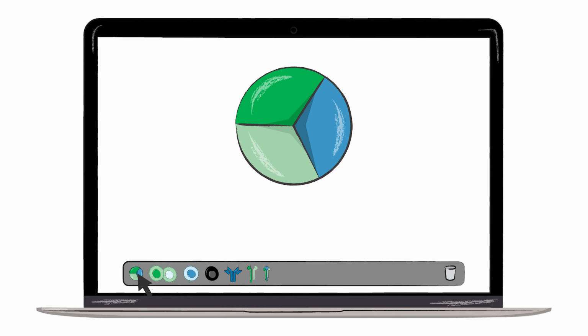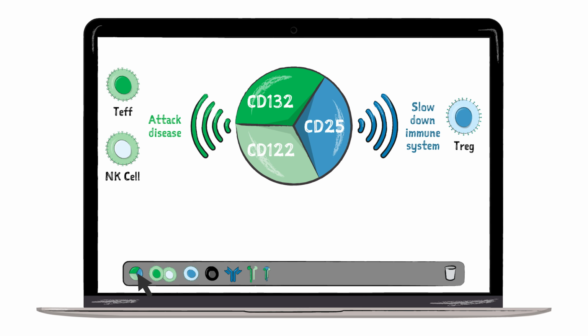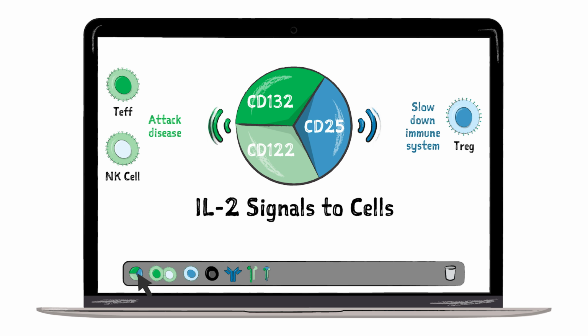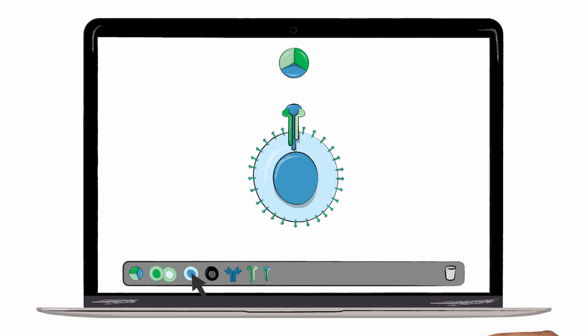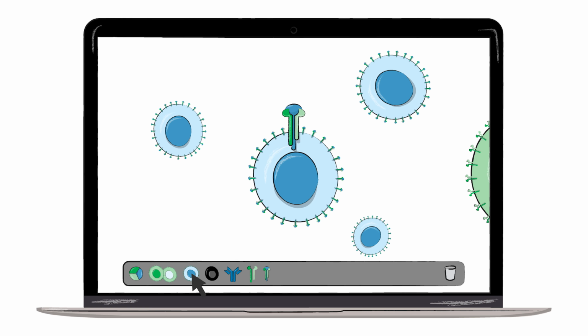2 of these domains bind to CD132 and CD122 receptor subunits, telling immune cells to attack disease. The third domain binds to the CD25 receptor subunit, telling different immune cells to slow down an immune response. Basically, IL-2 signals to cells what to do. Originally, IL-2 was identified as T-cell growth factor because its primary function is to signal T cells to grow.